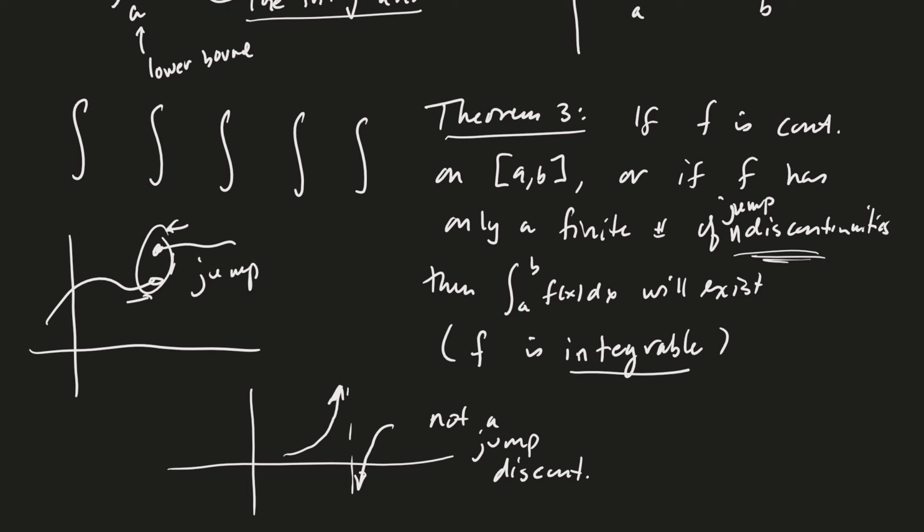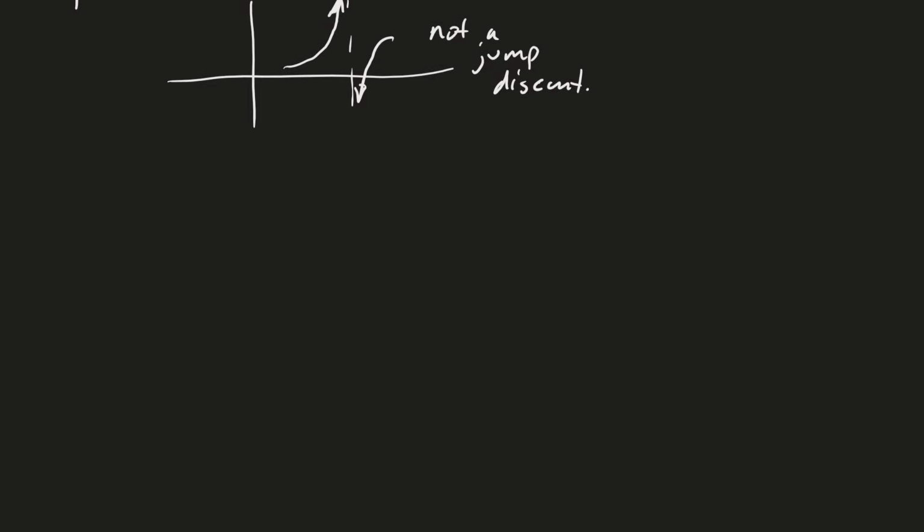Okay, this is a jump discontinuity. So typically we're going to assume basically that our functions are always continuous and then just leave it at that. All right. We're going to deal with discontinuities in the integral at a later time.